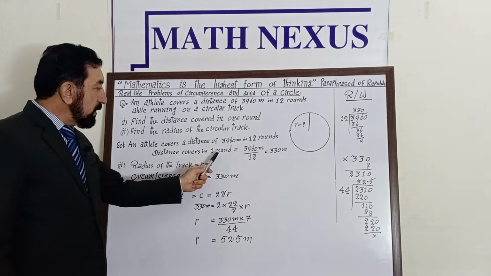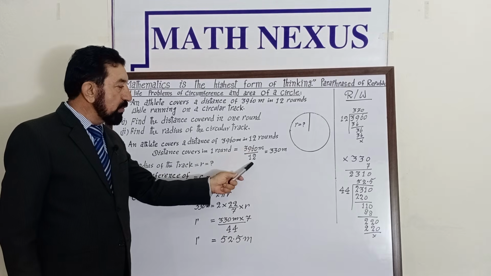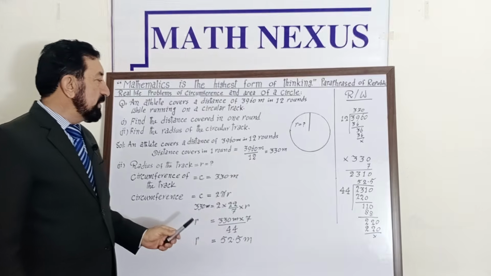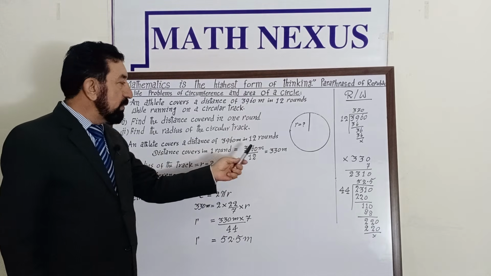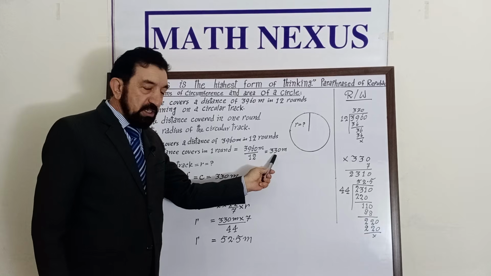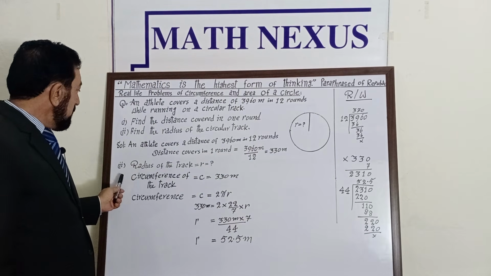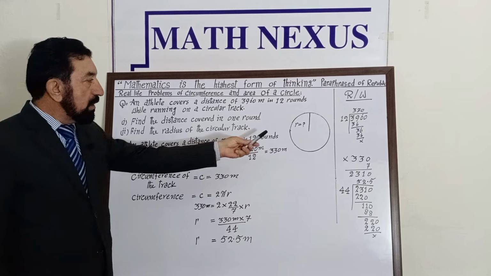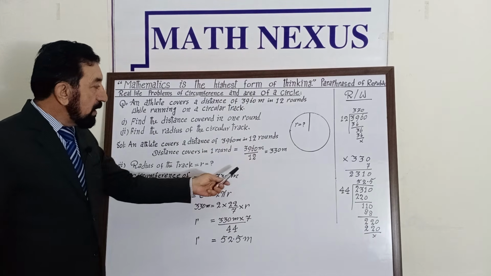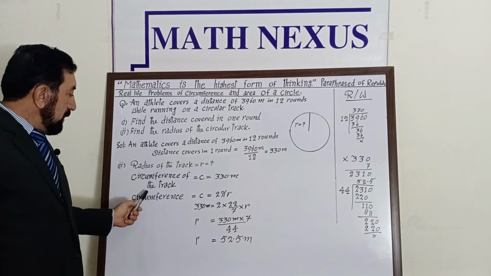The distance covered in one round is equal to 3,960 meter upon 12. This is equal to 330 meter. It means that the distance covered in 1 round is equal to 330 meter. Now second, the radius of the track is unknown. Circumference of the circle already found, 330 meter.